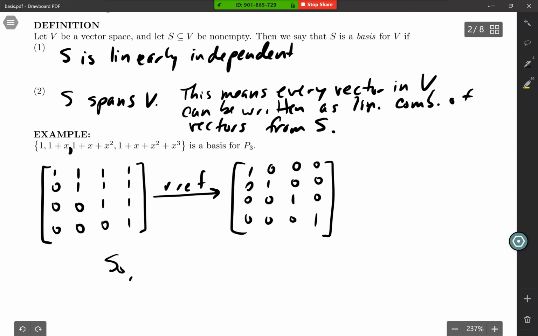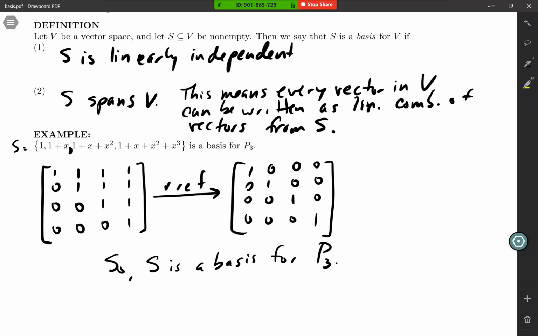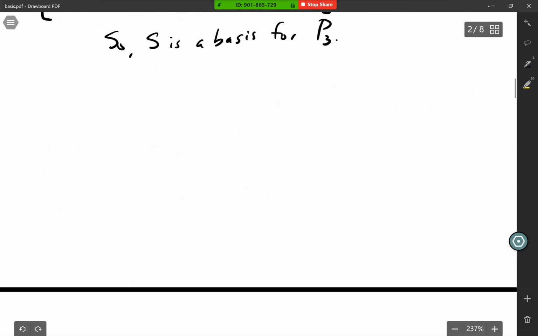So we'll say that, I'm just going to label it as S. We can say that S is a basis for P3. Any questions on that one? Okay. Well, let's go on then to some other stuff here.